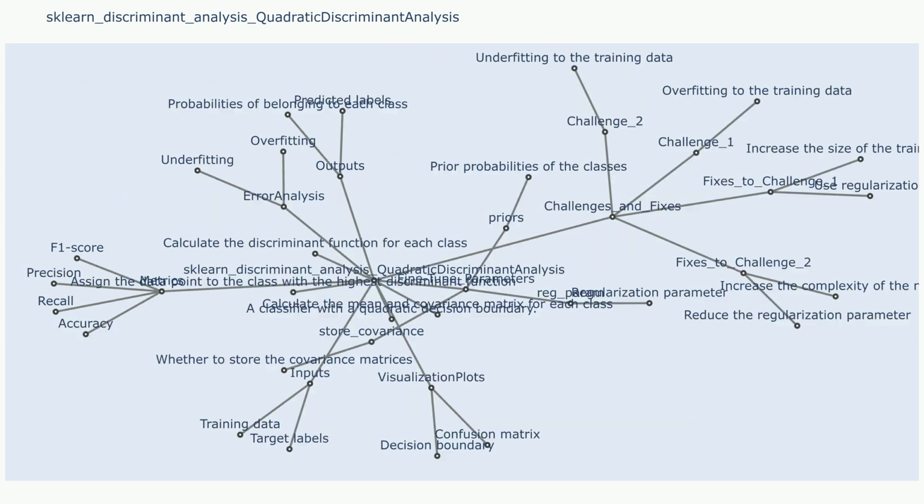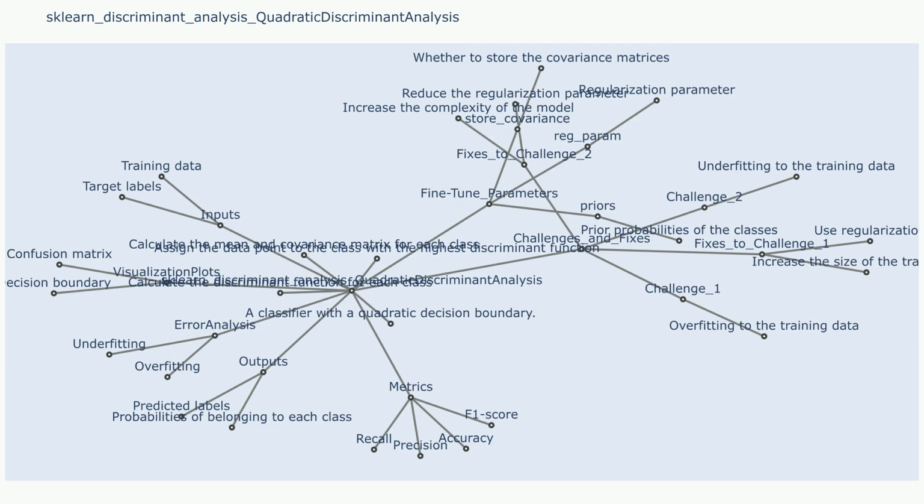Fine-tune parameters: Priors: the prior probabilities of the classes. If not specified, the priors are calculated from the training data. Reg_param: a regularization parameter that adds a small value to the diagonal of the covariance matrix to prevent numerical instability. This parameter can be adjusted to improve the model's performance.